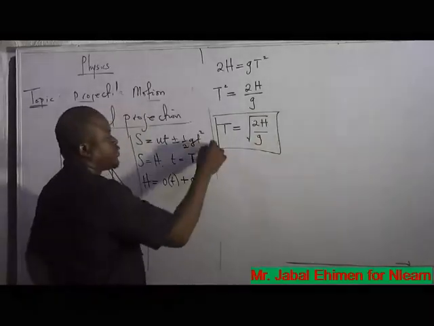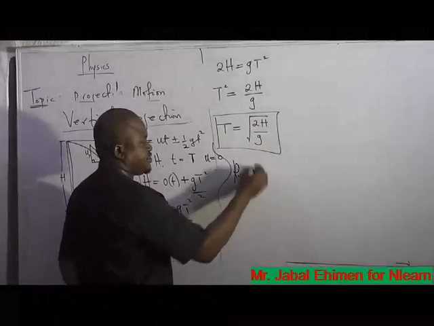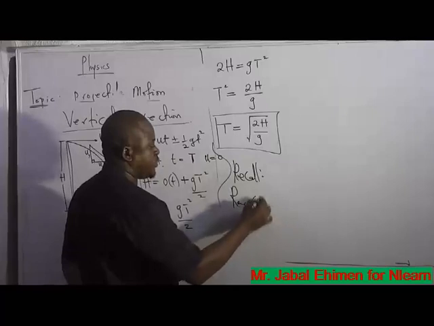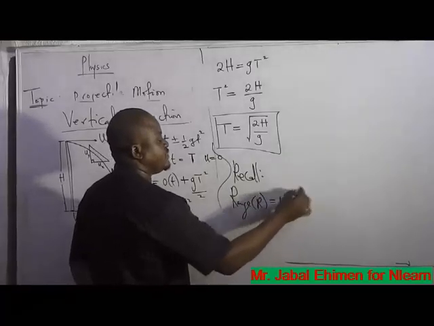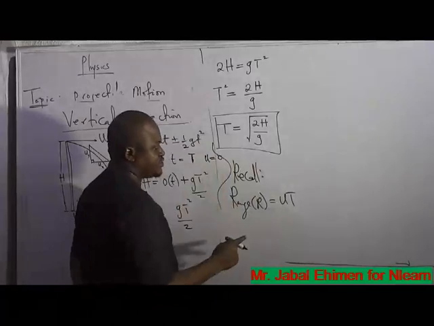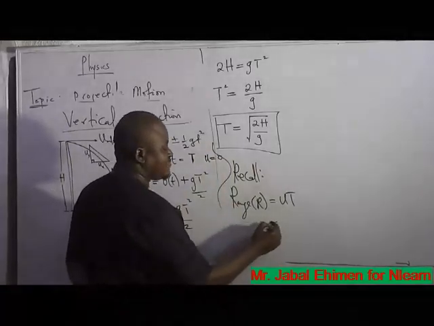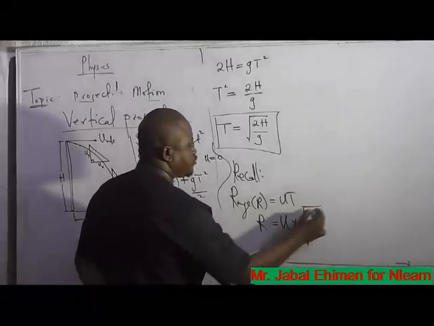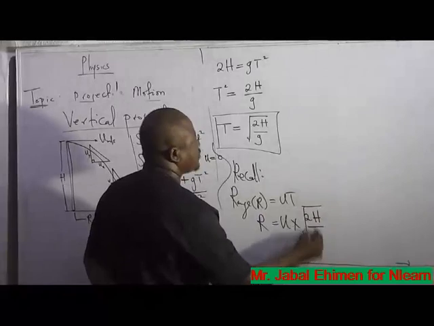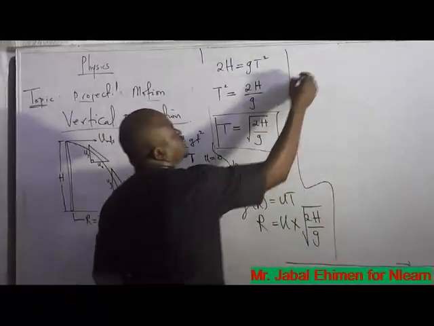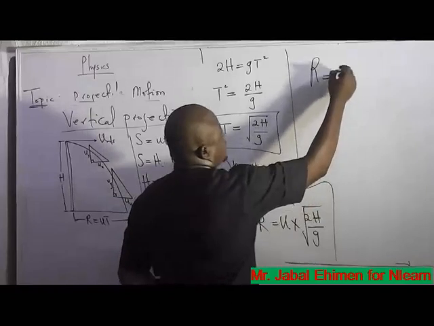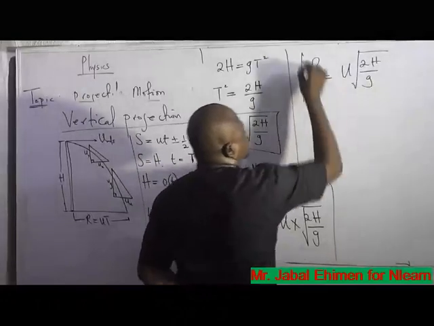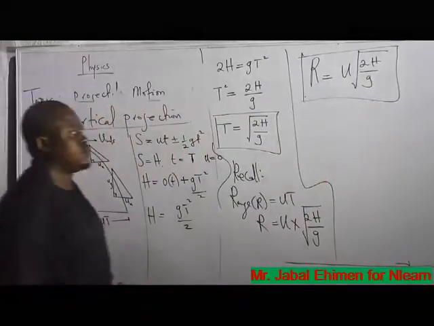Now, but recall that range R is equal to ut. What is ut? Initial velocity times the time of flight. That makes the range u times the square root of 2h over g. So therefore, you can boldly say that the range of the trajectory is u times the square root of 2h over g. So, another important formula.